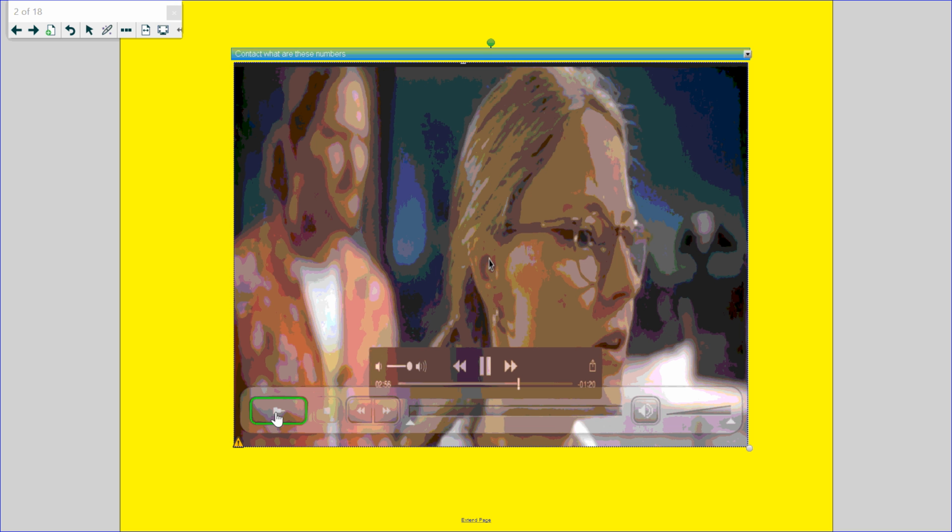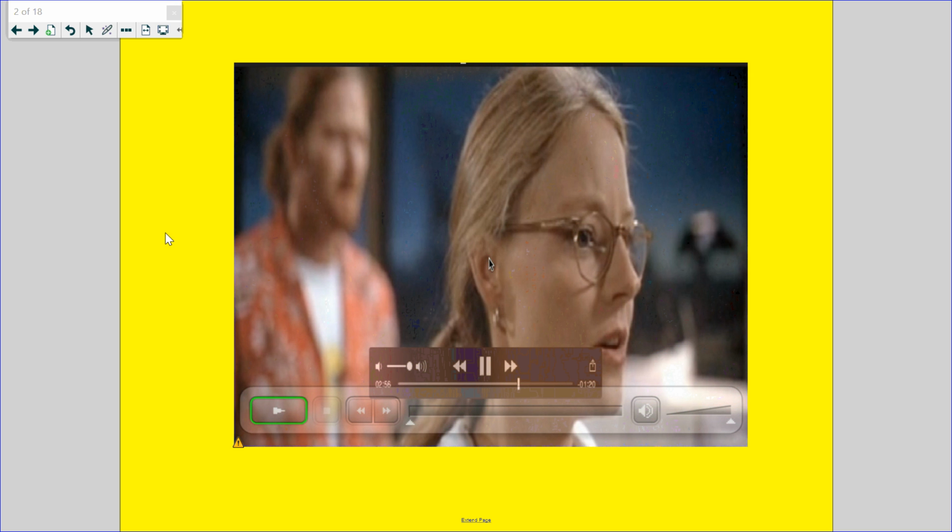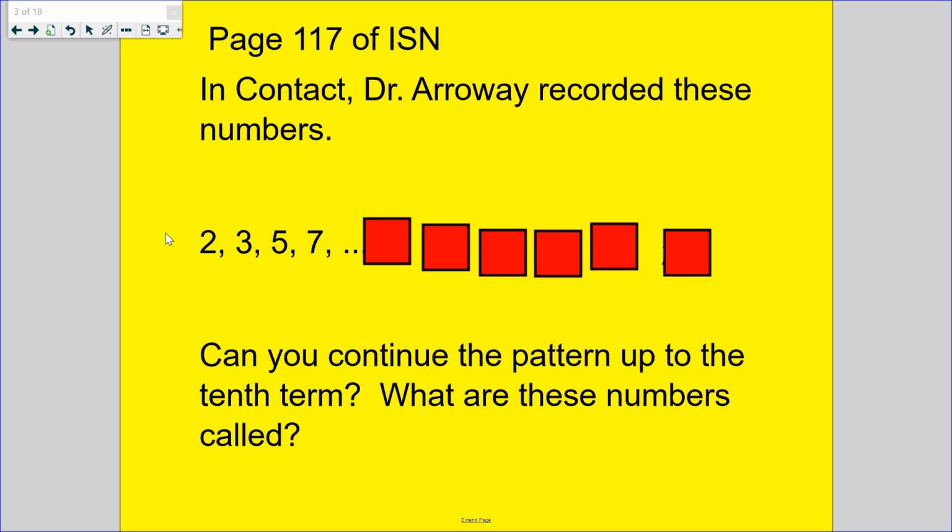So this is a movie called Contact. Her name is Dr. Arroway, and she discovered different types of numbers. She recorded 2, 3, 5, and 7. Do you know any relationship between these numbers? What can you tell me about these numbers? And can you continue the pattern up to the 10th term? And what are these numbers called?